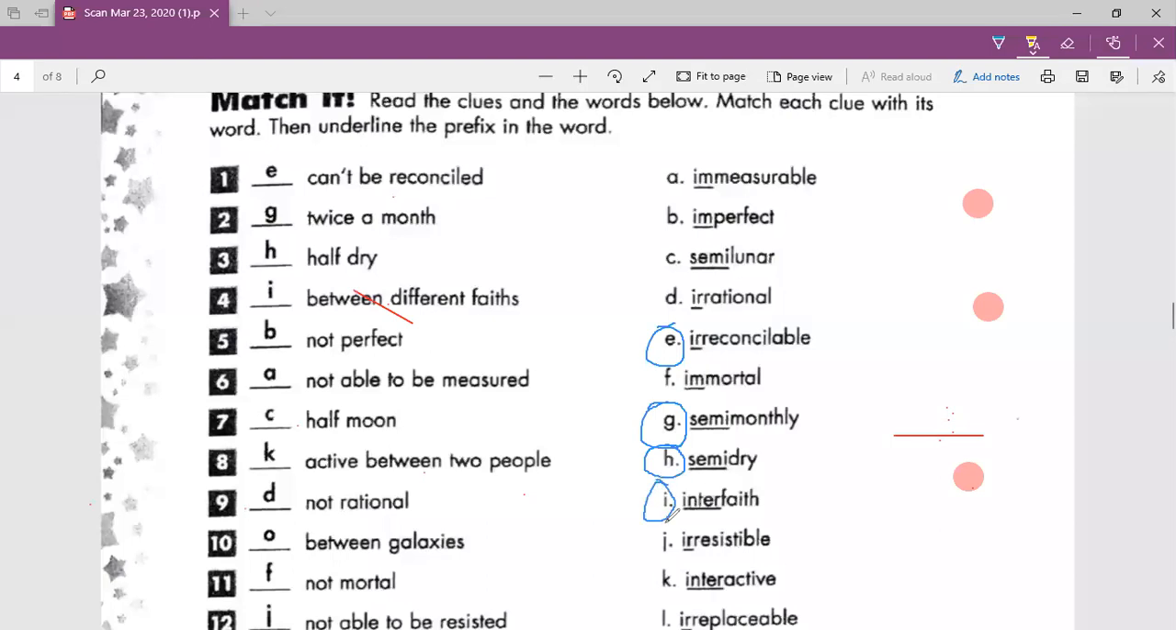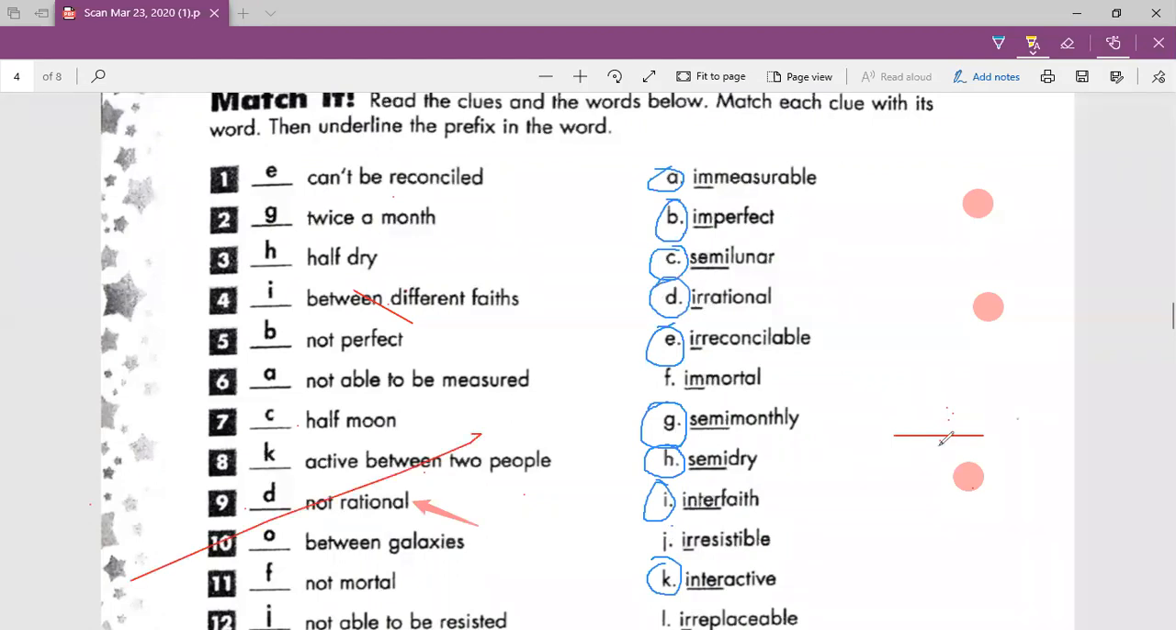Not perfect is a B, imperfect, correct. And not able to be measured, A, immeasurable. And half moon, C, semilunar. And then we have active between two people, it's going to be K, interactive. And then we have not rational, D, which is irrational.